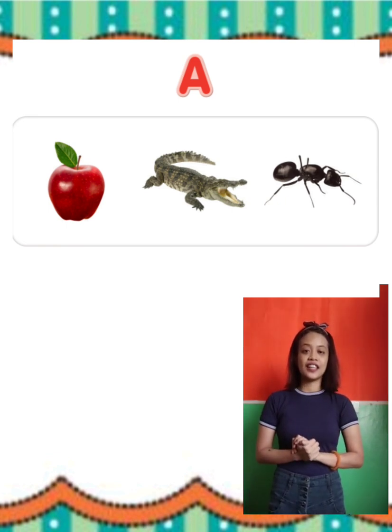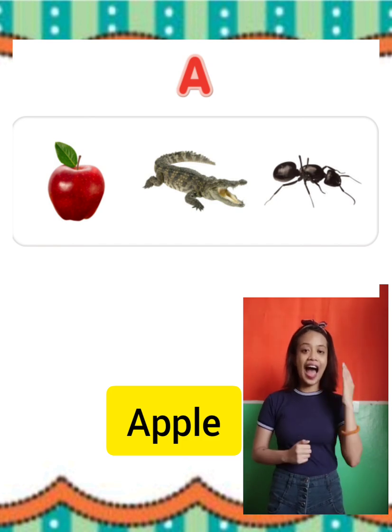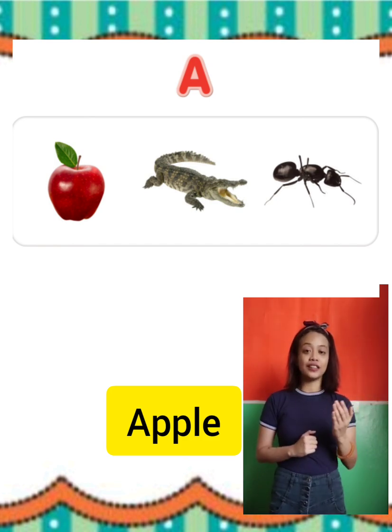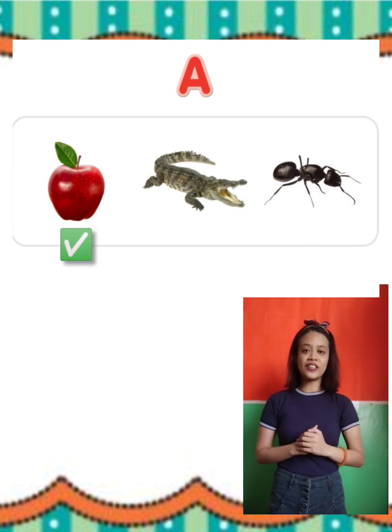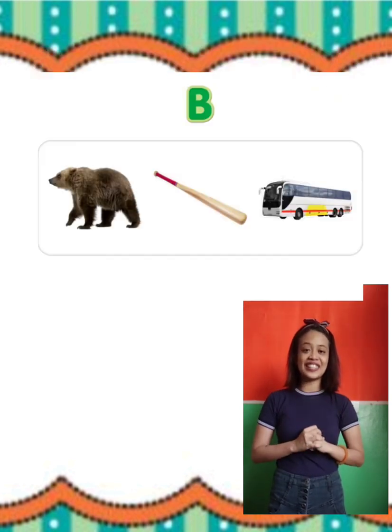Alright. Can you recognize where is the apple? Apple. A for apple. Where is the apple? Very good! You did it!